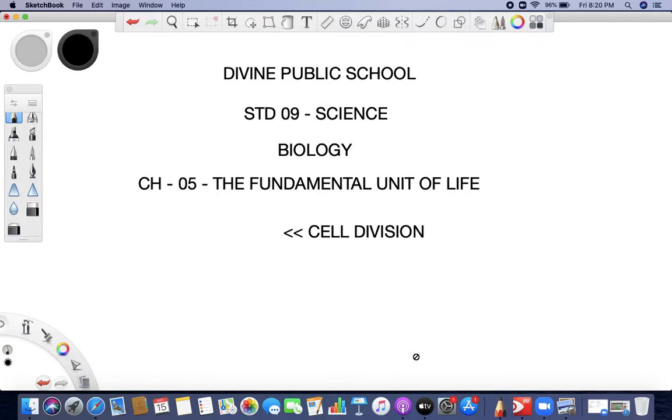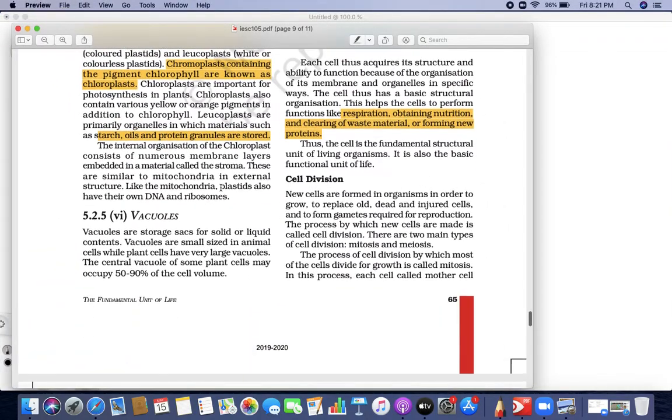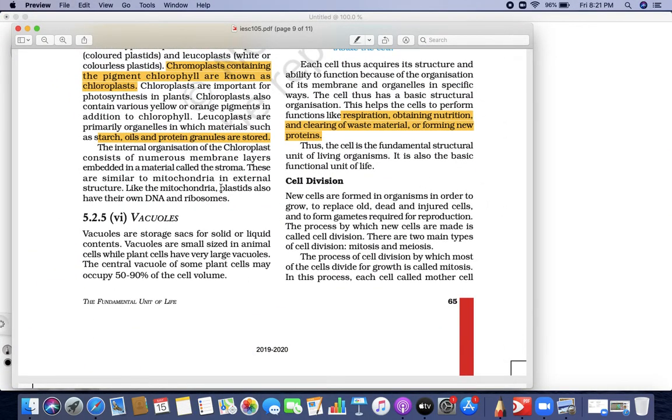I am your science teacher. We are learning chapter 5, the fundamental unit of life. This is the last lecture of this chapter, and we are going to learn a very small topic called cell division. I keep it separate because it is quite interesting, if you try to see how a new cell is formed. Let's see. We are now talking about cell division.